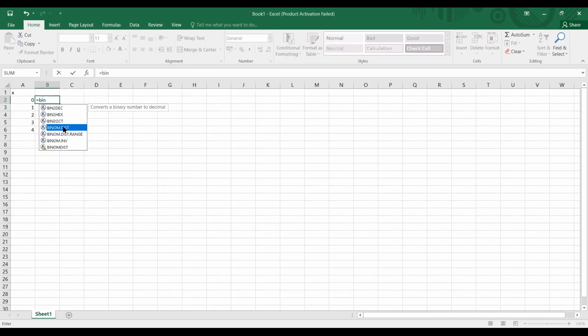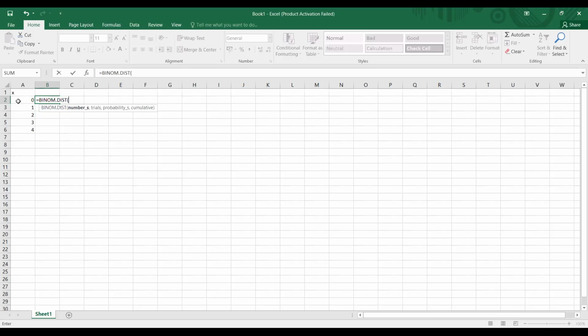BINOM.DIST returns the individual term binomial distribution. BINOM.DIST.RANGE, in a range, you have to define the random numbers. BINOM.INV, here the probabilities will be given and x will be the output. So these are the different options we have. I am just using BINOM.DIST. In my case, the number_s is basically the x.